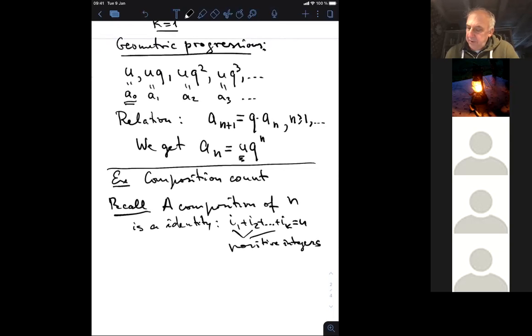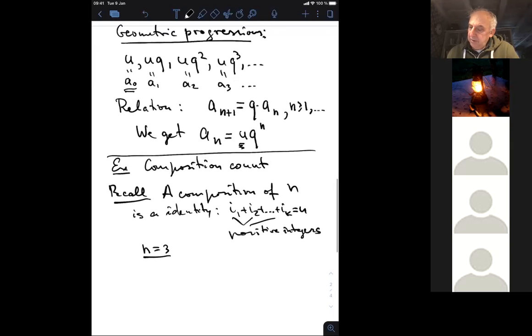So, for example, for n equals 3, we have 4 compositions of the number 3. So k here is a variable number. It doesn't have to be the same. So we are looking at all possible ways to represent n as an ordered sum of positive integers. So for n equals 3, we'll get just 3 itself. 3 equals 3. 1 plus 2, 2 plus 1, and finally 1 plus 1 plus 1. We have 4 possibilities, 4 options.